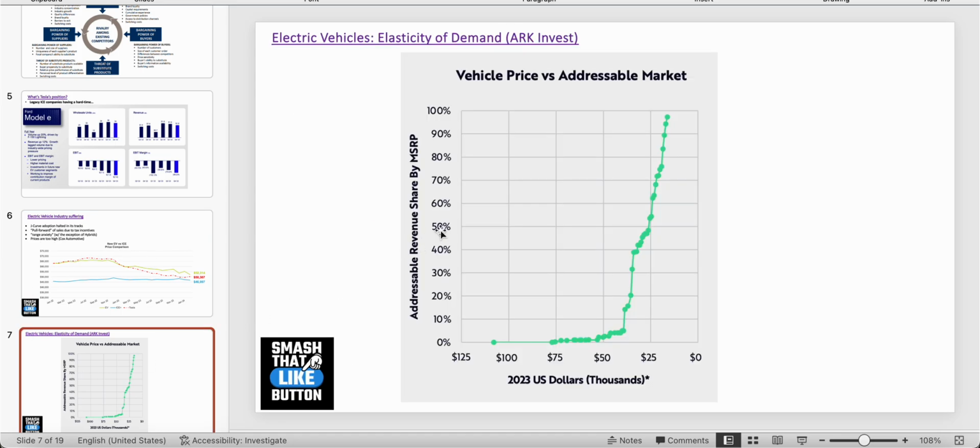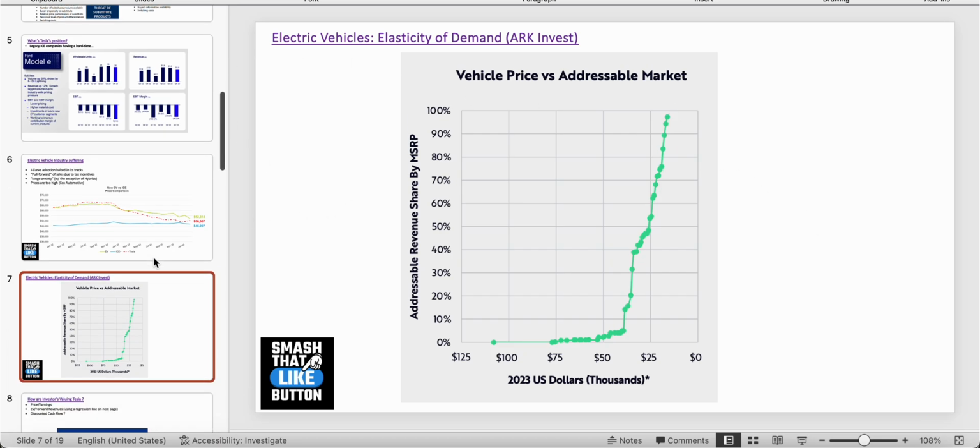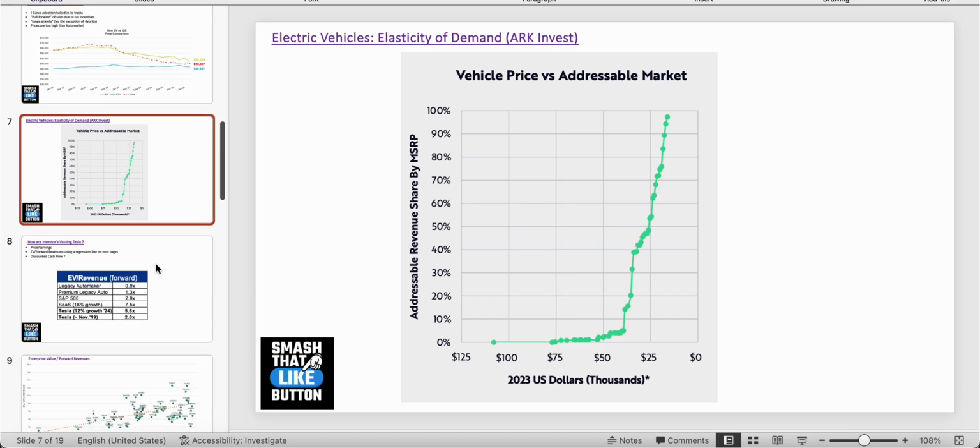And according to ARK, the addressable market goes way up once the price of the car, you could see here from left to right, when the price of a car goes down to around $25,000, the addressable market skyrockets. And that's where my Tesla model comes in, my discounted cash flow model.